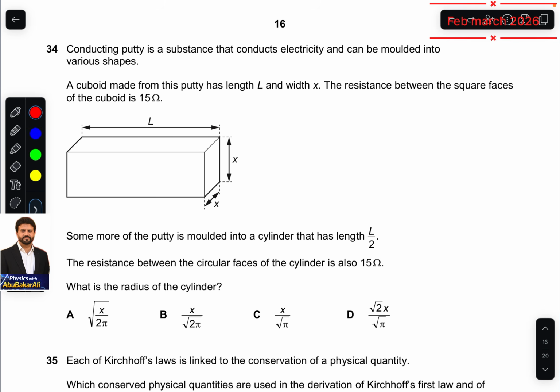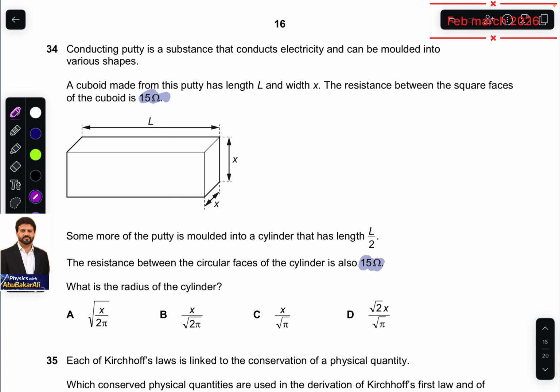Okay, so question 34. Conducting putty is a substance that conducts electricity and can be molded into various shapes. A cuboid made from this putty has a length L and a width X. The resistance between the square faces of the cuboid is R. Some more of the putty is molded into a cylinder that has a length of L by 2. The resistance between the cylinder faces is also R, so both have the same R. What is the radius of the cylinder?